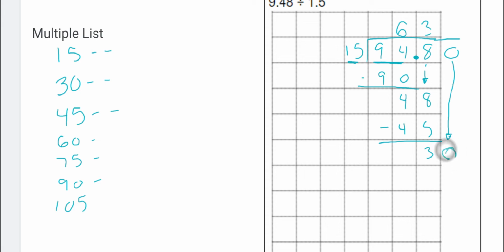Some of you may be wondering, why didn't I add a decimal? That's because there's already a decimal right here. So we don't add a second decimal. So how many times does 15 go into 30? 1, 2. 30 minus 30 is 0. That's how I know I'm done. And then the one thing I did forget is that since there's a decimal right here, there needs to be a decimal right above that in my answer as well.